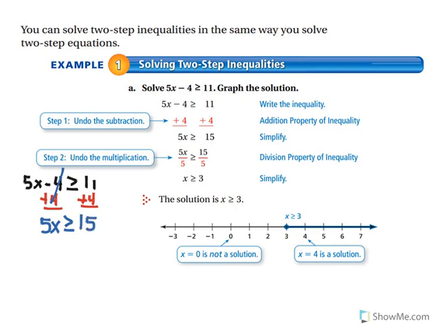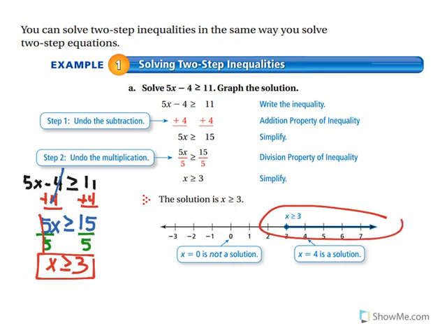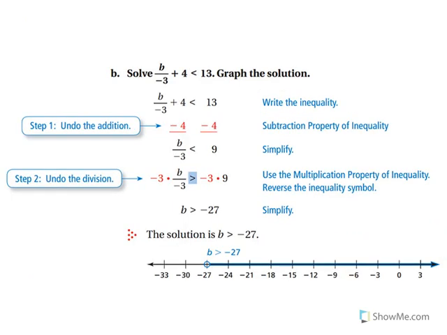Now we're left with a simple one-step inequality. So we're going to divide by 5 to undo the multiplying by 5. And they cancel out, and we get x is greater than or equal to 3. And if you look over here, on the number line, we're going to go to the right from 3. We're going to do a colored in circle, a shaded in circle, because it's greater than or equal to. All right, so let's take a look at our second example.